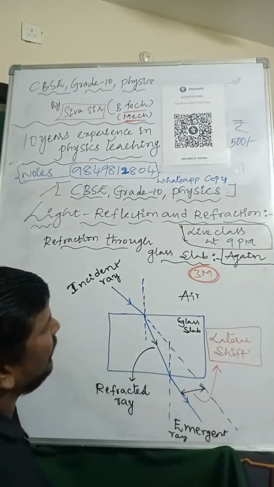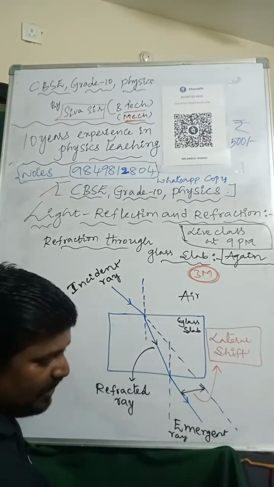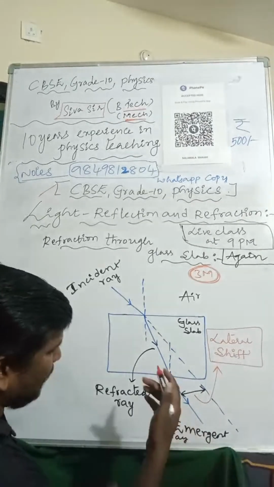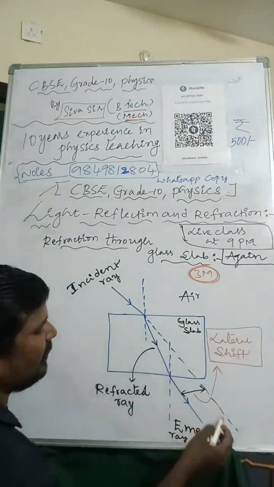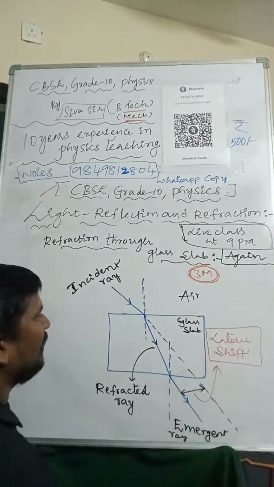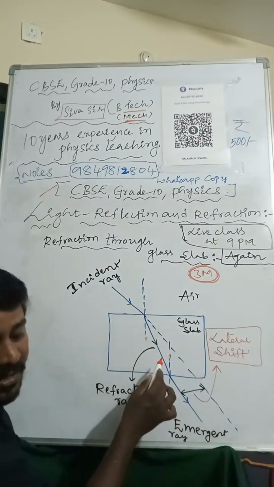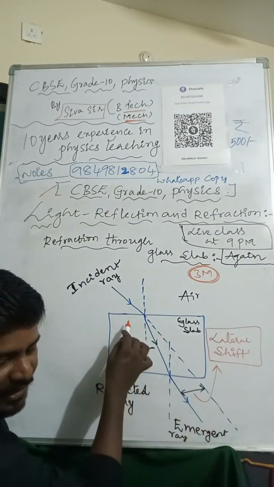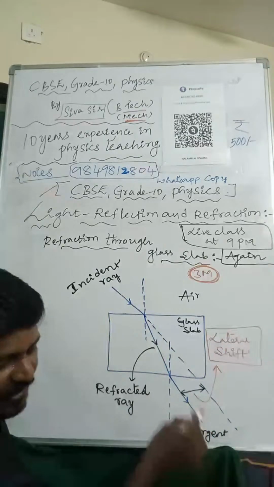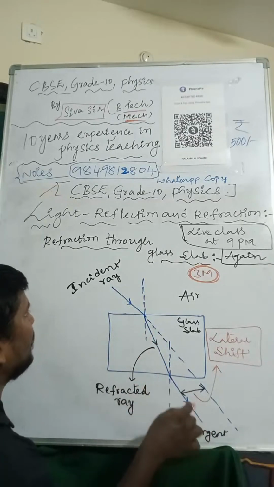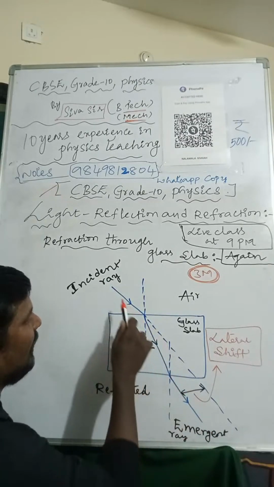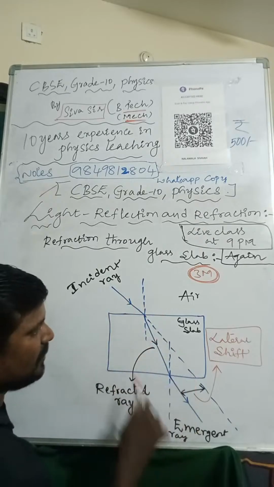So here we are discussing lateral displacement. The distance between the emergent ray and the extended incident ray is called lateral shift. Incident ray, refracted ray, emergent ray. Whenever the light ray passes through the glass slab, refraction takes place twice.